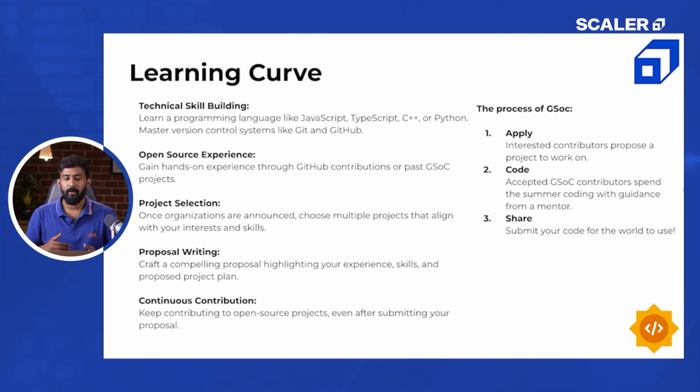Now, how do you start with it and how do you learn for GSoC and how do you crack it? The very simple process over here is, first of all, you apply. That is, interested contributors propose a project to work on. This is after you select the project and talk to the mentors. Once you apply, you can contact the mentors and figure out what you're going to work on.